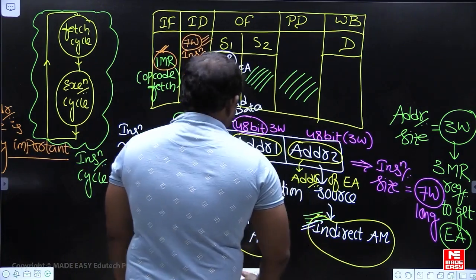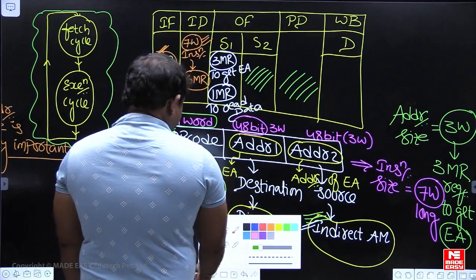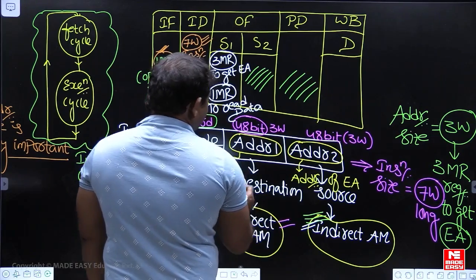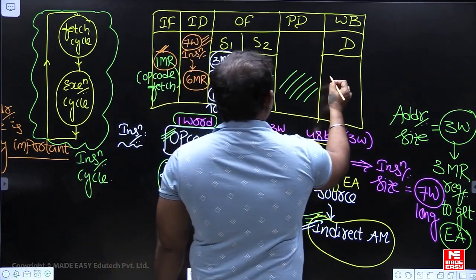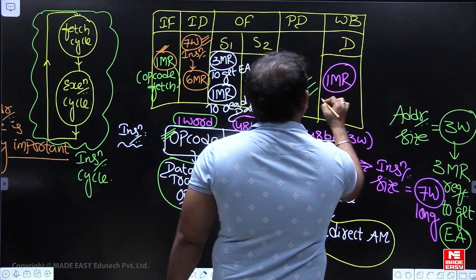Clear? Alright. Then come to the destination. What is the destination here? Destination is a direct addressing mode. Already the effective address is fetched. Therefore, directly you are going to write the data, 1 MR to write the data.